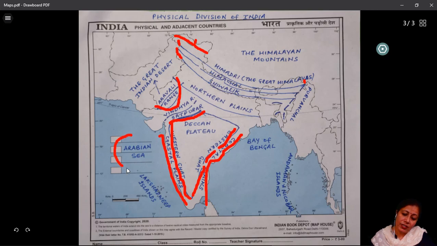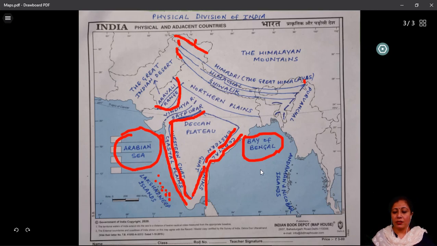Here from the west side, it is the Arabian Sea, and from the east side this coastal plain is created by the Bay of Bengal. Here also you have to mark these two huge water bodies in India, the Arabian Sea and the Bay of Bengal. Now in the Arabian Sea there is a group of islands called the Lakshadweep Islands, as we have already done in the previous chapter. These small islands you can see here, these dots, are the group of Lakshadweep Islands.